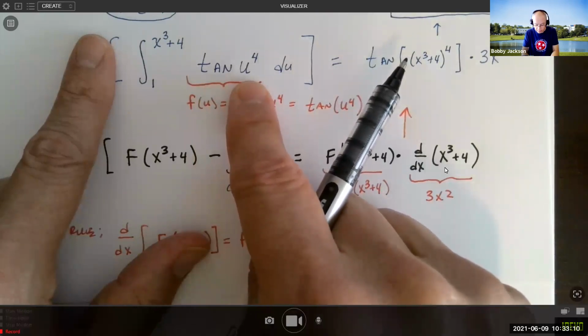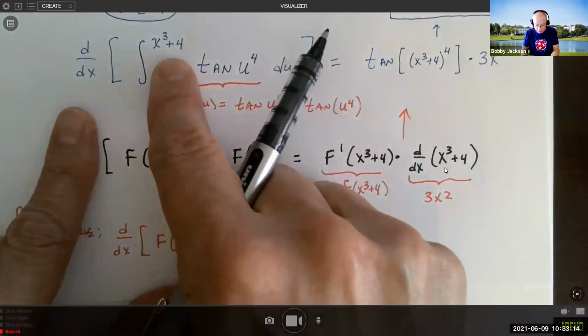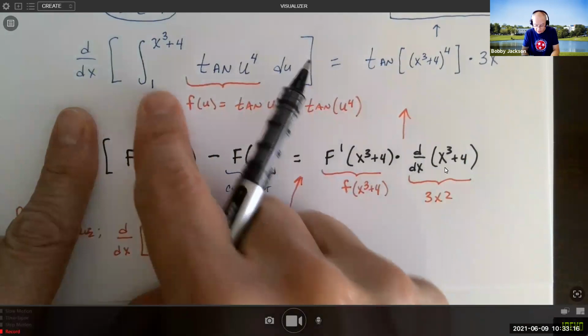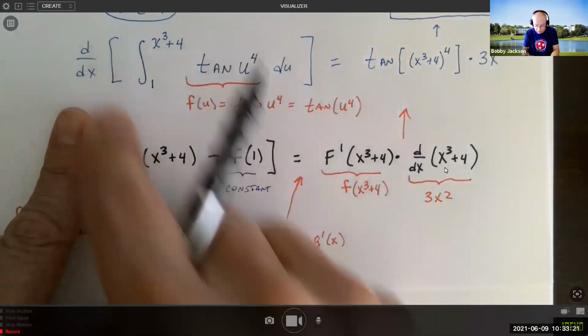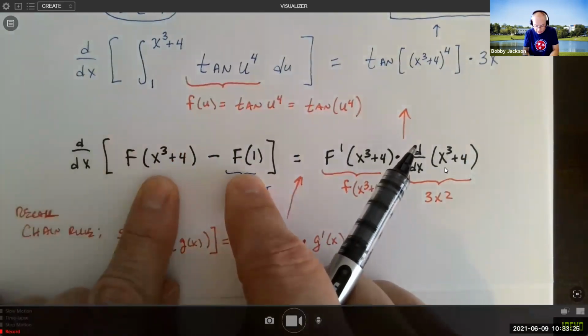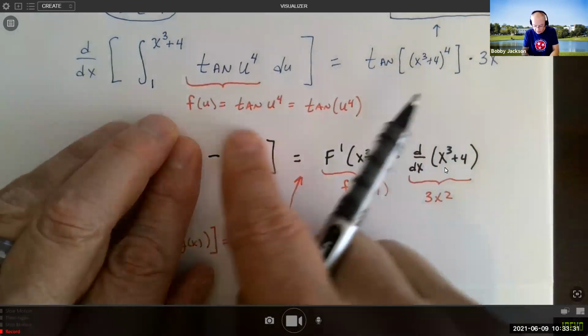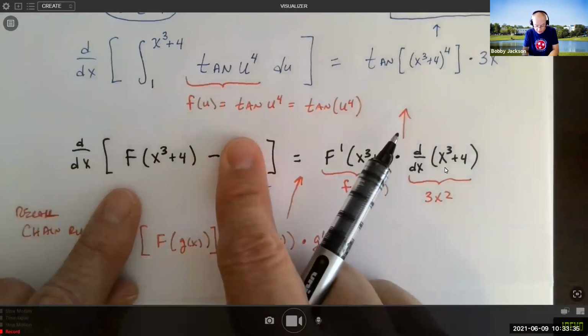Okay, but whatever it is, I'm going to call it capital F. I evaluate it at the upper limit, x cubed plus 4. I evaluate the lower limit, right? And I don't need capital F because I'm going to take the derivative with respect to x of that now. So what's the derivative with respect to x of this thing? Well, we'll get to that in a minute. What's the derivative with respect to x of F of 1? F of 1 is a constant. The derivative of that is just 0, right? So all I'm looking at, what is the derivative of this?